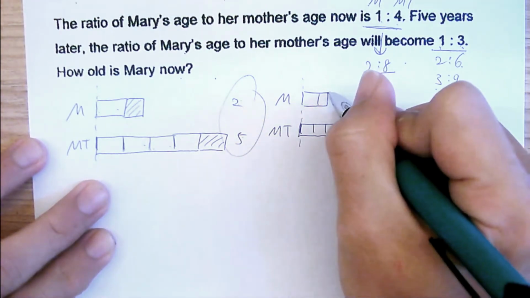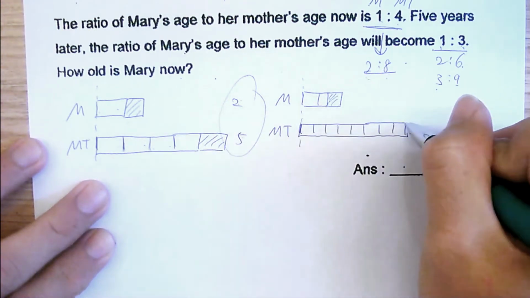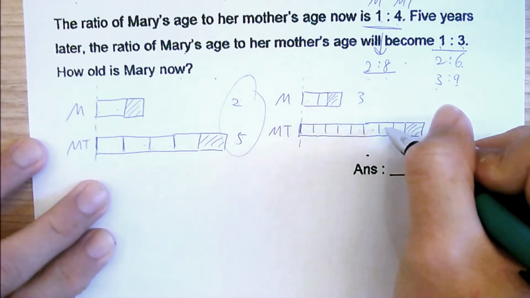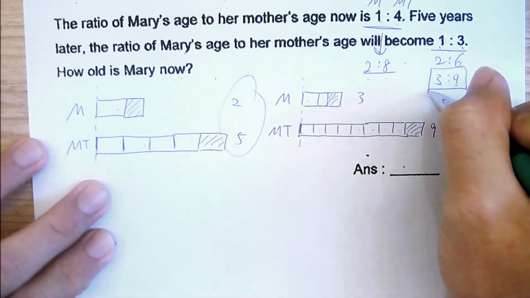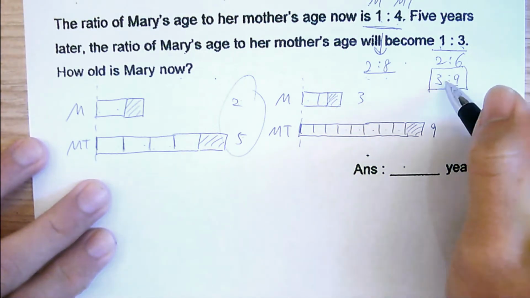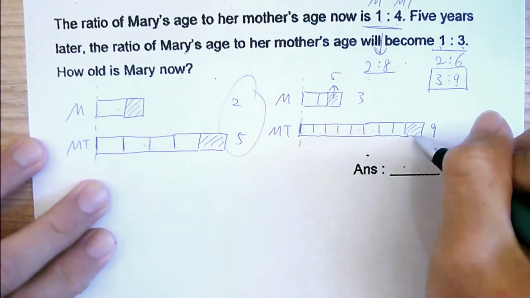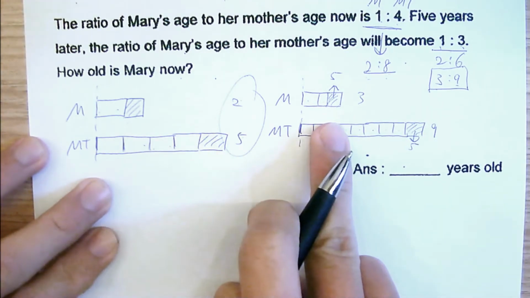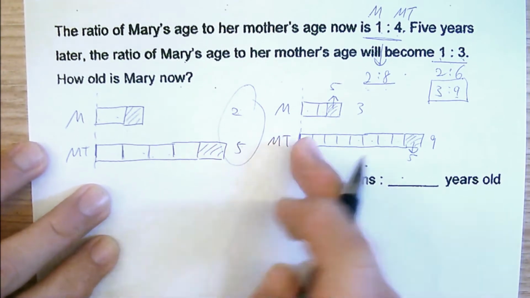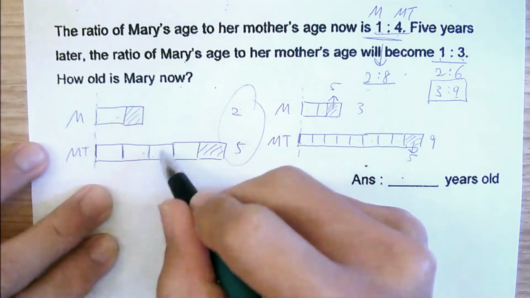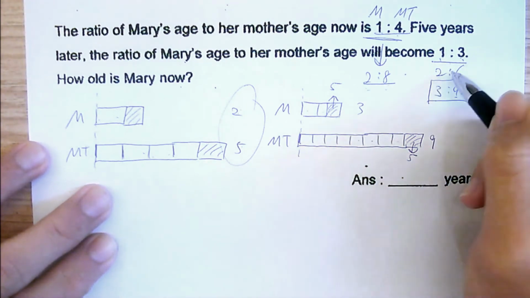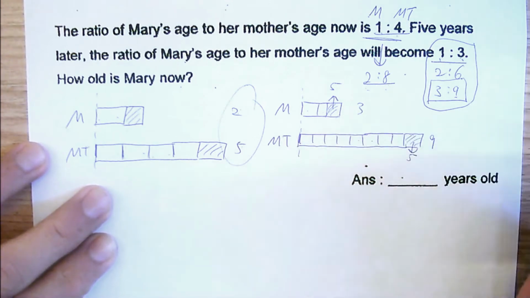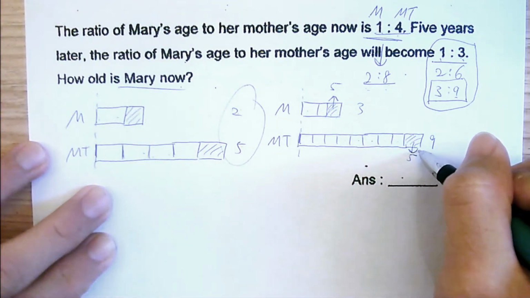If I add in one additional unit for the 5 years, what is the ratio now? 1, 2, 3, and 1, 2, 3, 4, 5, 6, 7, 8, 9. See? I got it already. So what does this tell us? It tells us that this 1 unit is 5 years. Just to recap, we are using ratio conversion, converting from this ratio to this ratio, and trying out different models to see whether we can get this ratio. As long as you can hit one of these ratios, our answer will be correct.